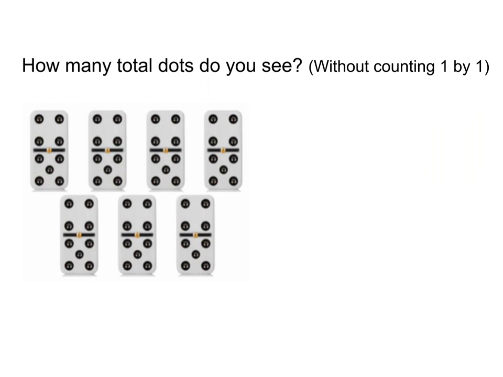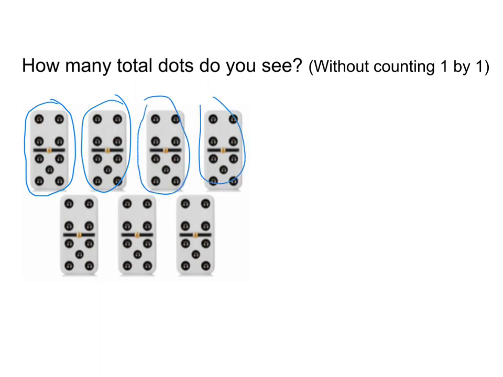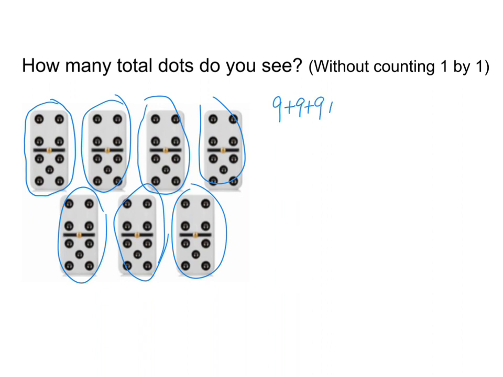Okay, Jamie, I'm looking at all these dominoes, and one of the ways I'm seeing how we could do this is I see 9 dots on this first domino, and I see 7 dominoes here. So I'm going to write 9 plus 9 plus 9 plus 9 plus 9 plus 9 plus 9. And then I'm going to count them out: 9, 18, 27, 36, 45, 54, 63 total dots.